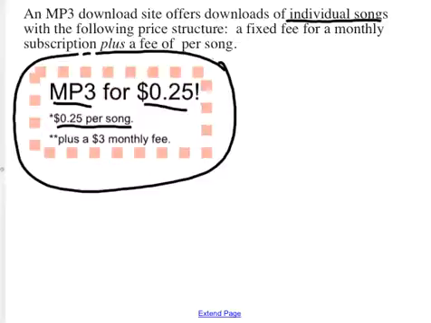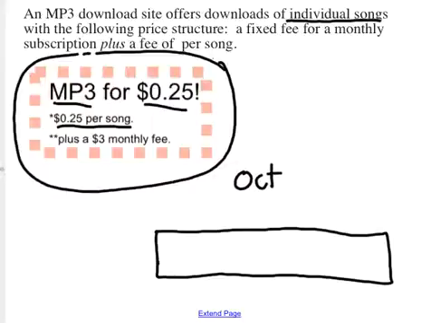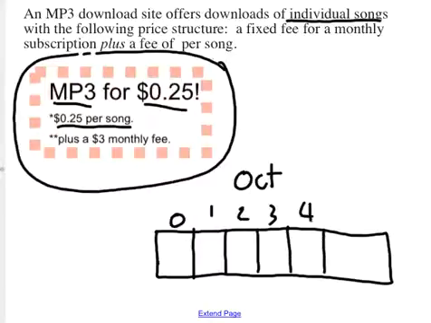So let's think about this. Let's just take any typical month. Let's say that I subscribe to this service and it's October. During the month of October, let's figure out how much this is going to cost me if I buy different amounts of songs. So for instance, I'm just going to move October up here. Let's say I buy 0 songs, and then 1 song, 2 songs, 3 songs, 4 songs, 5 songs, and 6 songs.